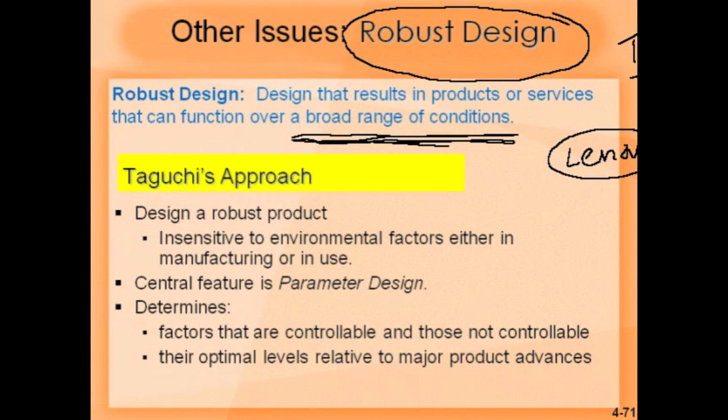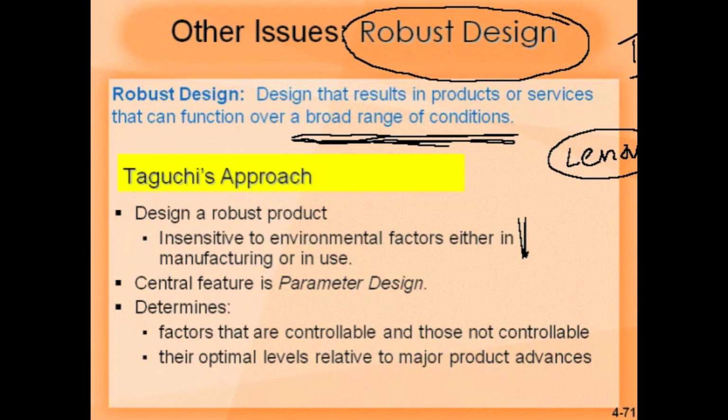So insensitive to environmental factors, either in manufacturing or in use. What Taguchi says is that it is very difficult, in fact impossible, to control the environment of the world. We cannot control the humidity of the world or temperature and things like that. It's very difficult to control that. In fact, impossible to do that globally.